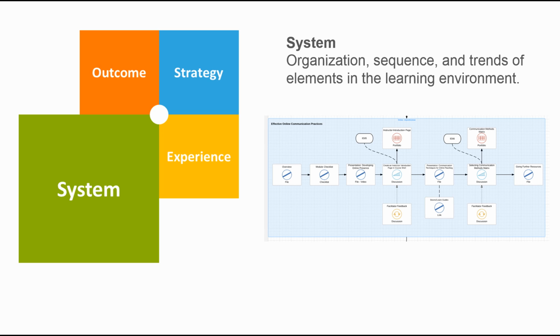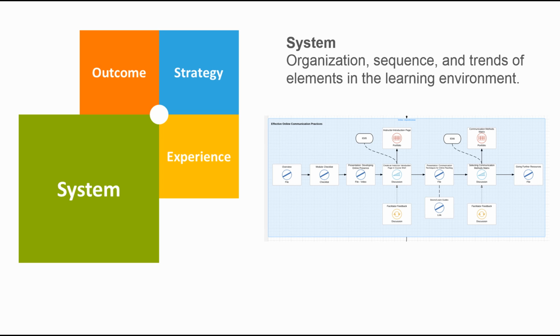The third category deals with systems. Now, every learning environment that is designed has relationships amongst the various elements that make it up. So a system type model deals with the organization, sequence, and trends of elements in learning environments. So this could be very practical from the standpoint of a discussion feature within a learning management system. Or it may be more conceptual in terms of what the instructor or the facilitator might do in the way of providing feedback and when that feedback is provided to the learners.